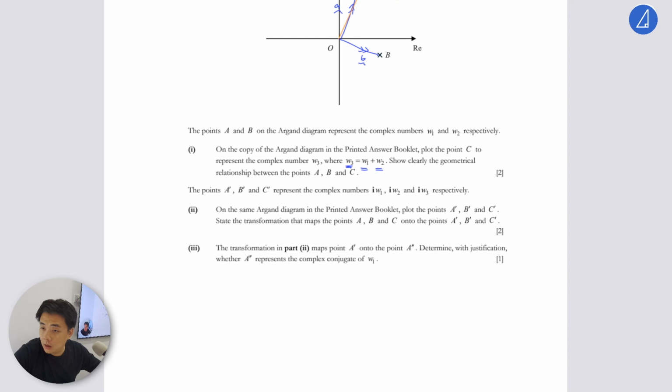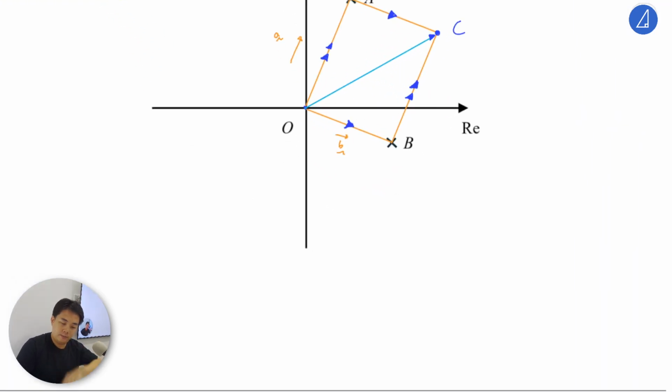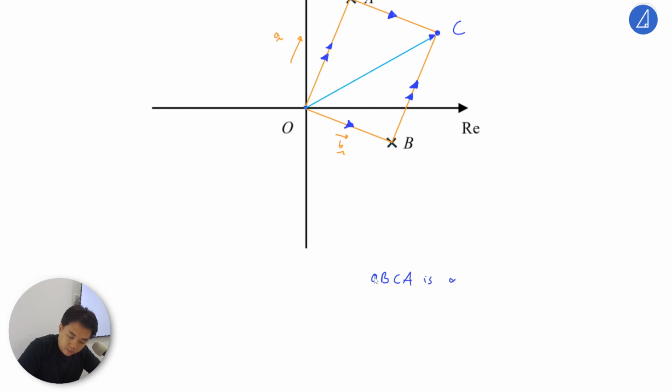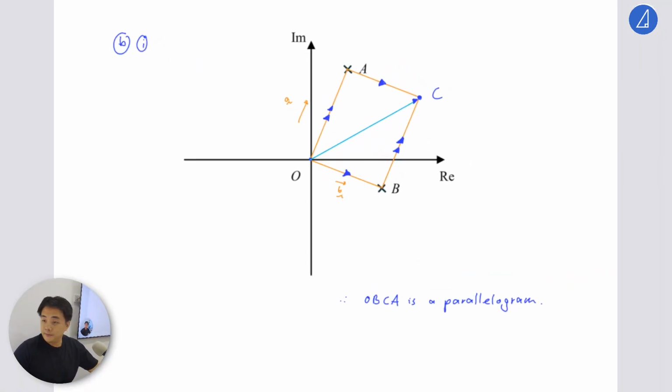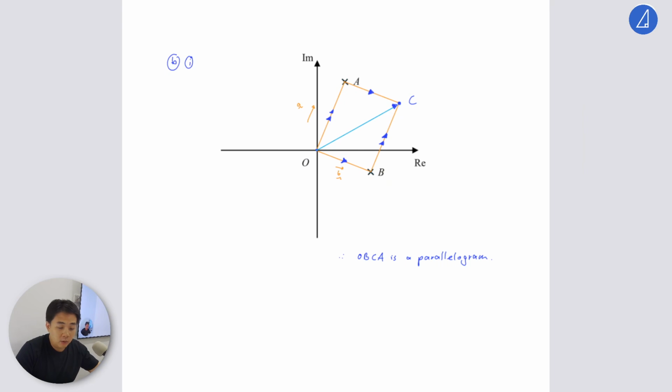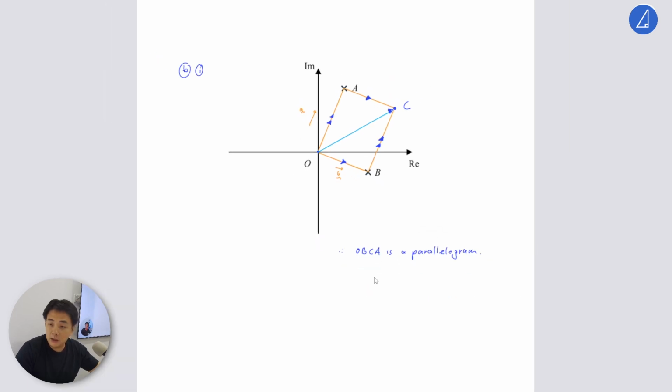OBCA is a parallelogram. You cannot say they are a rectangle. You don't know. Not a rectangle. You don't know if AOB is 90 degrees or not, so you cannot say it's a rectangle.